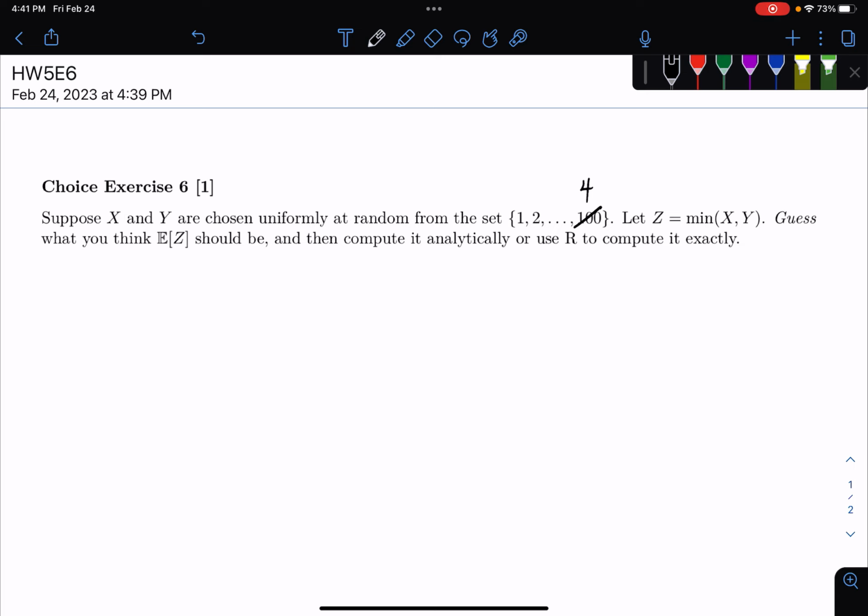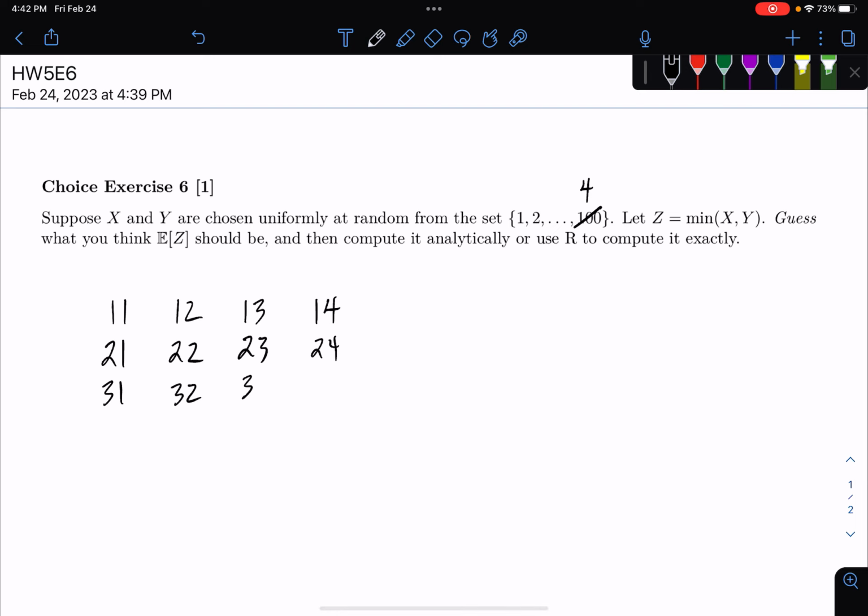So what are the possible things that we could have for x and y? We could have x is 1 and y is 1, x is 1, y is 2, x is 1, y is 3, x is 1, y is 4. Or we could have x is 2, y is 1. Okay, x could be 3, y could be 1, 2, 3, and 4, and then lastly 4 and 1, 4 and 2, 4 and 3, and 4 and 4.